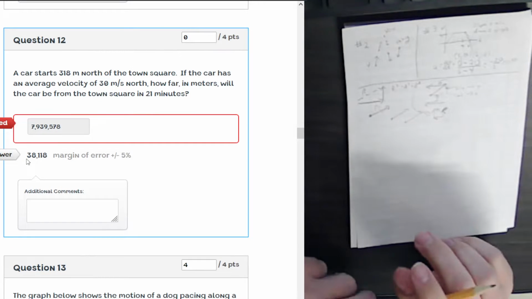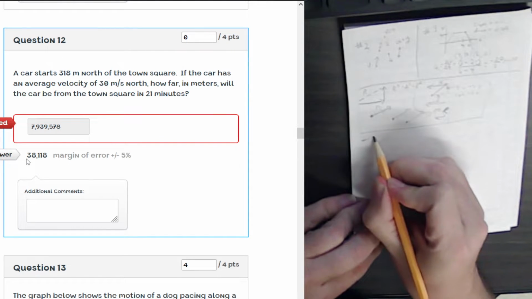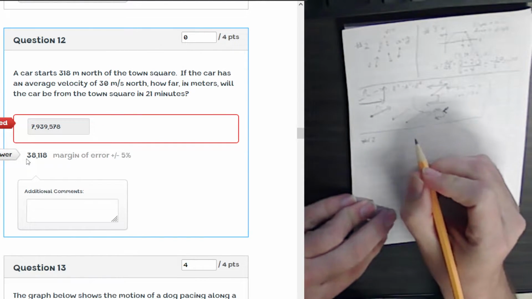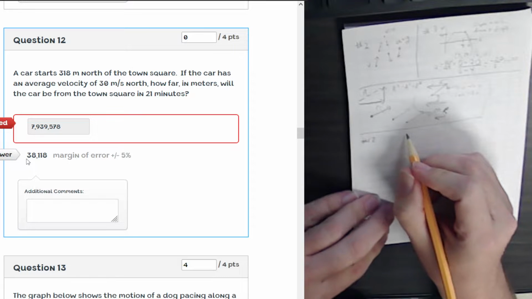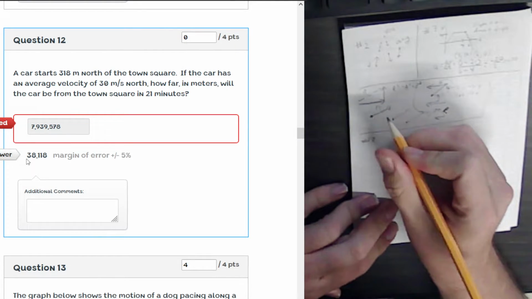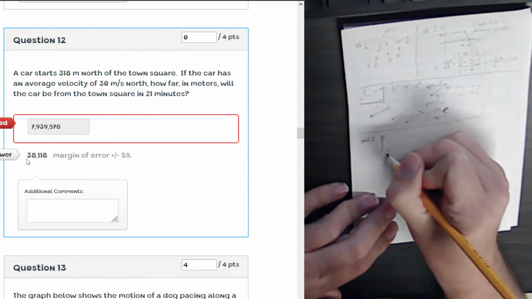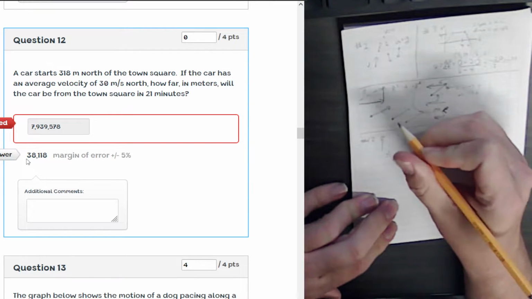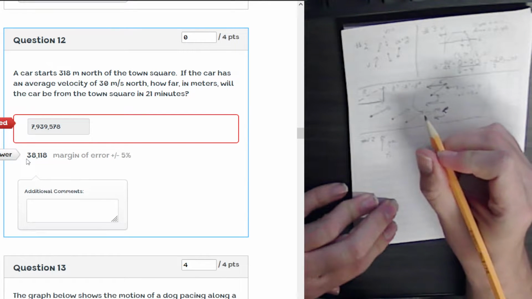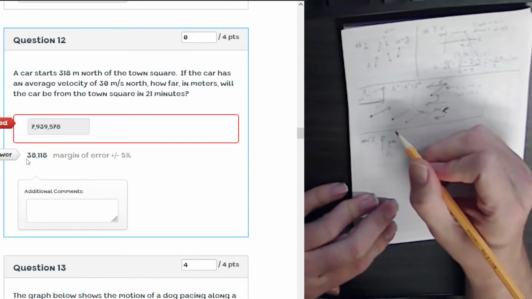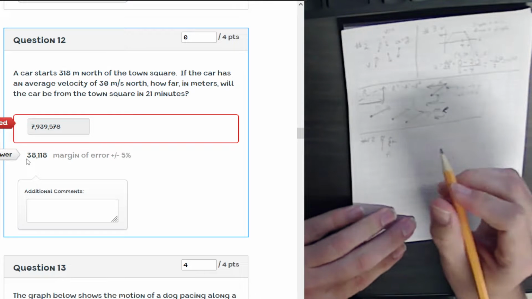All right. So here we have a car that starts 318 meters north of the town square, and then it has this average velocity. How far in meters will the car be in 21 minutes? So if you can imagine, let's say north is up. Let's say this is the town square, and the car starts 318 meters north. And then it's going to, well, continue north.